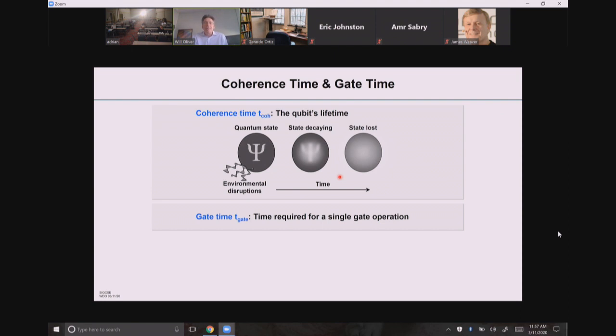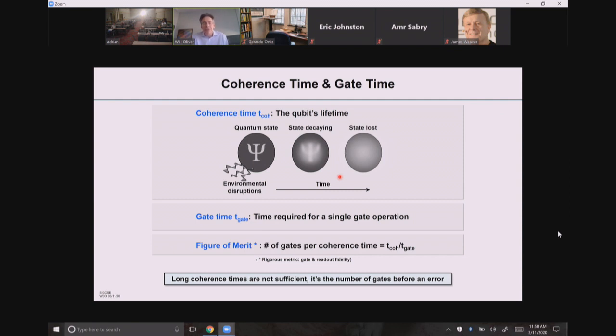Now, the gate time, as you might imagine, is the time required to perform one of these gate operations. And of course, the figure of merit then, intuitively, is how many gates can I apply within the coherence time that I have? And that's roughly 1-to-1 in what we call gate fidelity, which I'll talk about next.